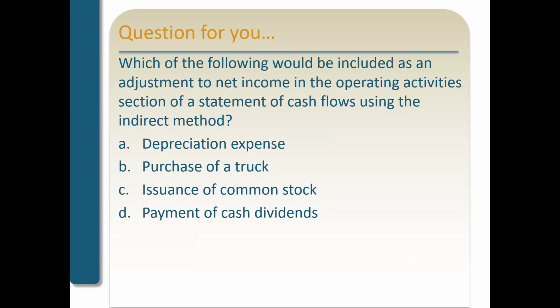Which of the following would be included as an adjustment to net income in the operating activity section of a statement of cash flows using the indirect method? A, depreciation expense. B, purchase of a truck. C, issuance of common stock, or D, payment of cash dividends.